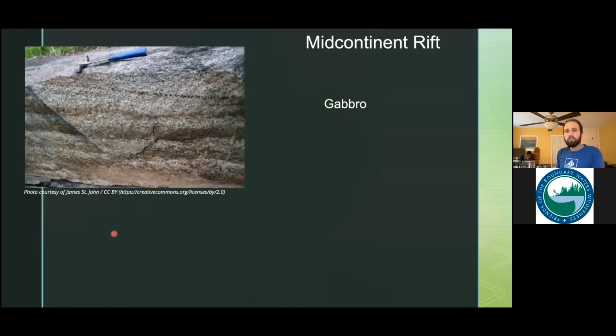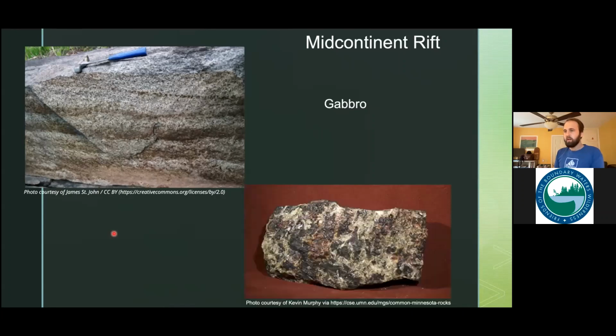So some rocks that you're likely to see in the Mid-Continent Rift. The first is gabbro, which is a volcanic rock that forms deep underground. And this is called the Duluth Complex. And it's actually involved in a lot of the copper that we'll talk about here in a few minutes. And this is what it would look like if you were to break off a chunk and have it in your hand.